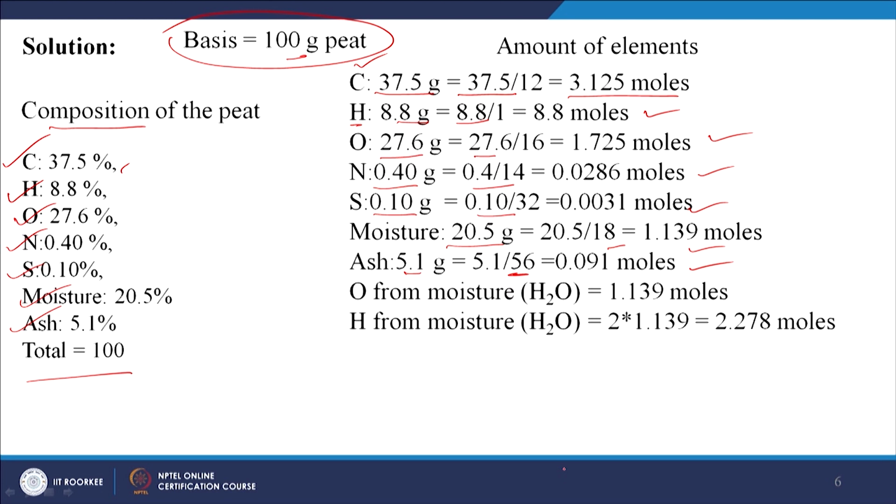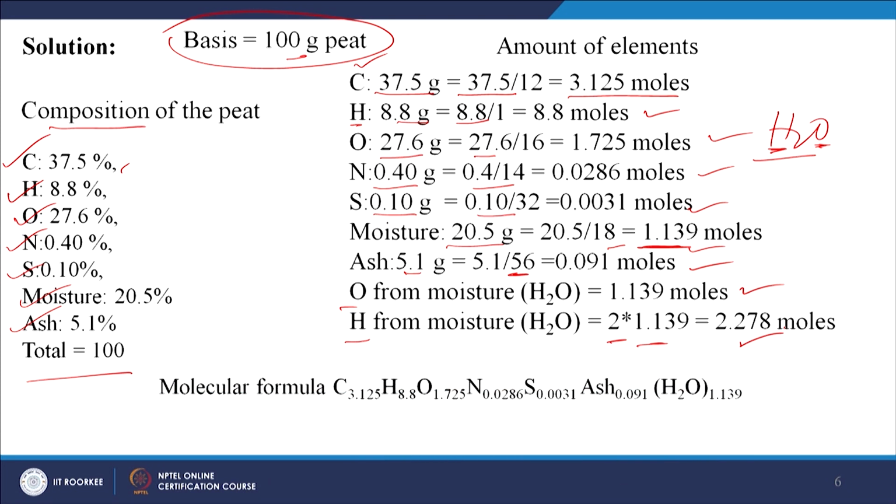Now, this moisture will contribute hydrogen and oxygen, H2O. So, it will also have hydrogen and oxygen. If we want to know the hydrogen and oxygen content in moisture, then oxygen from the moisture is the same: if 1 mole, then oxygen is also 1. So, that is equal to 1.139 moles, but hydrogen, there are 2 moles of hydrogen in 1 mole of moisture. So, that will be 2 into 1.139, so 2.278 moles.